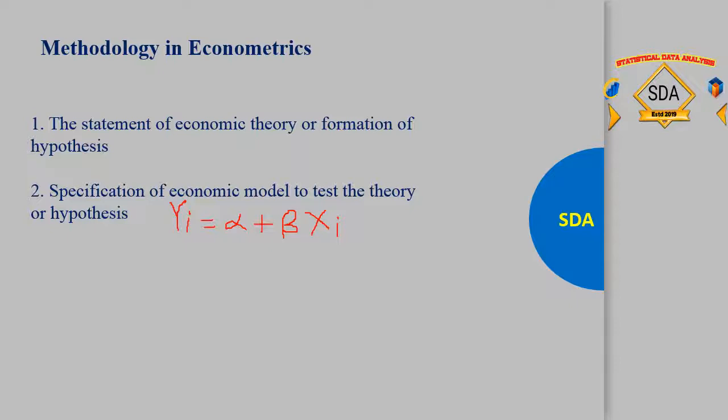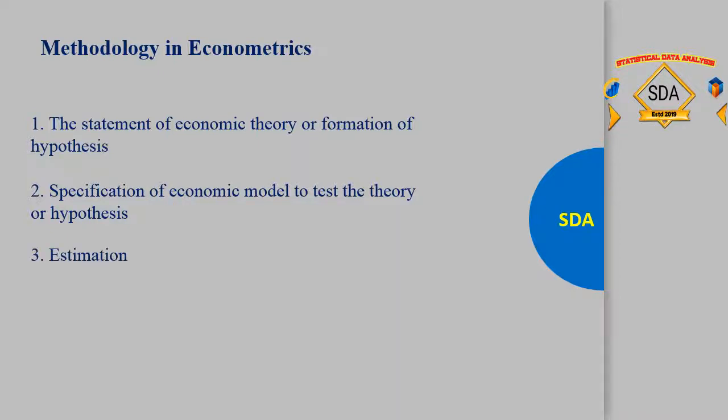Hence, the model will be yi equals alpha plus beta xi plus epsilon i. Here epsilon i is the stochastic term, or disturbance term, or error, or residual. This equation represents an econometric specification, or model specification, of the consumption-income relationship.